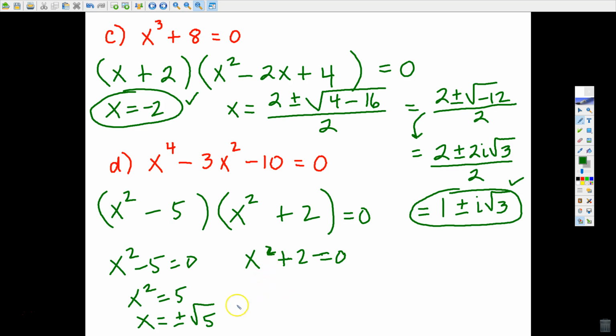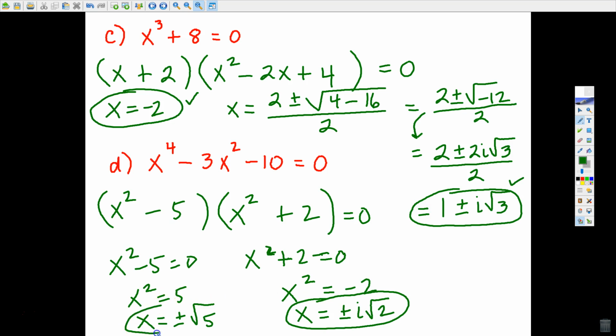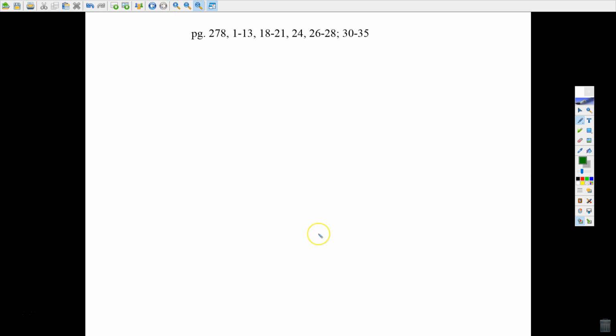Landon, what about the other two solutions? We got two of them. What are the other two? How are we going to solve for x here? I times the square root of 2. Very good. Questions? Does it make sense? I'm going to give you a chance to practice it, so you can perfect these skills. If you have any questions, send me an email.